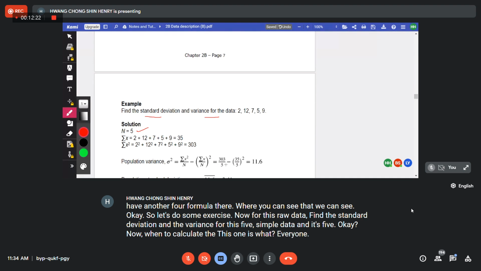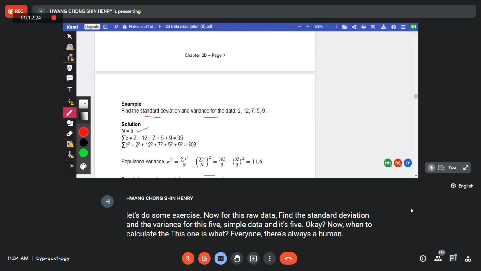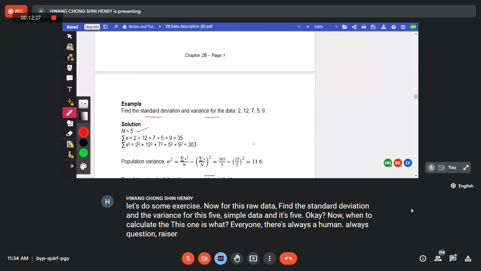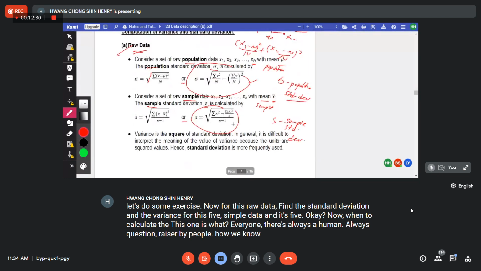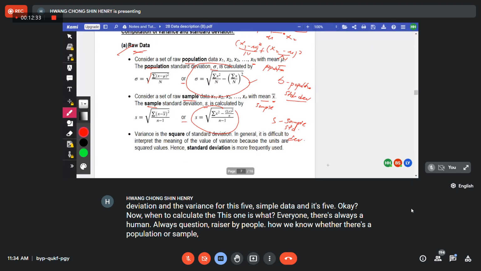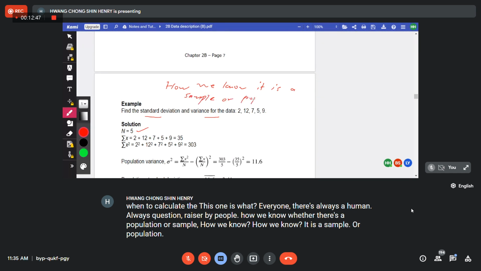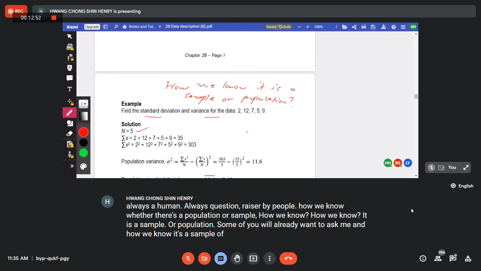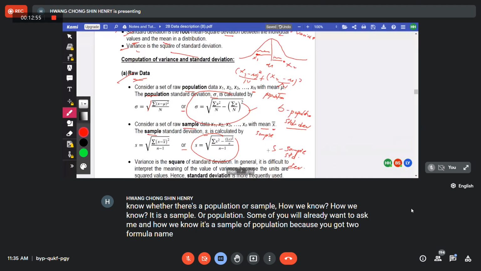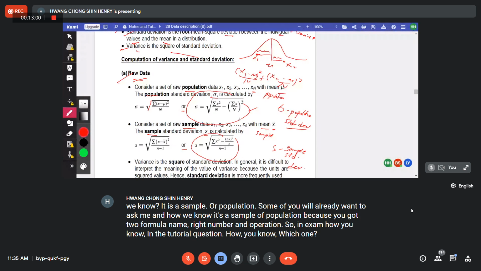Okay, everyone, there's always an argument, always a question raised by people. How do we know whether it is a population or a sample? How do we know it is a sample or population? Some of you will already want to ask me, because you got 2 formulas there, right? Sample and population. So in the exam, how do you know? In the tutorial question, how do you know which one, sample or population?